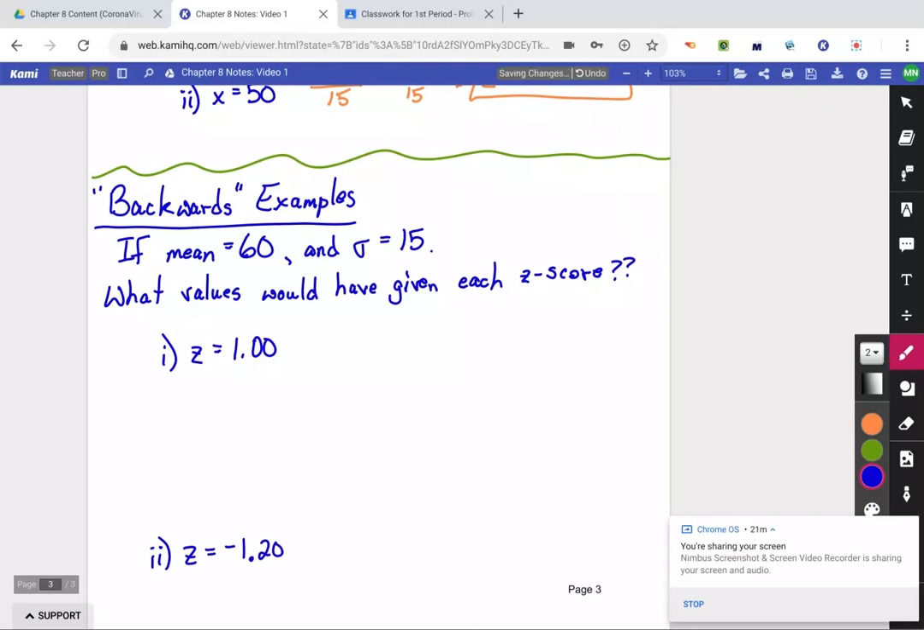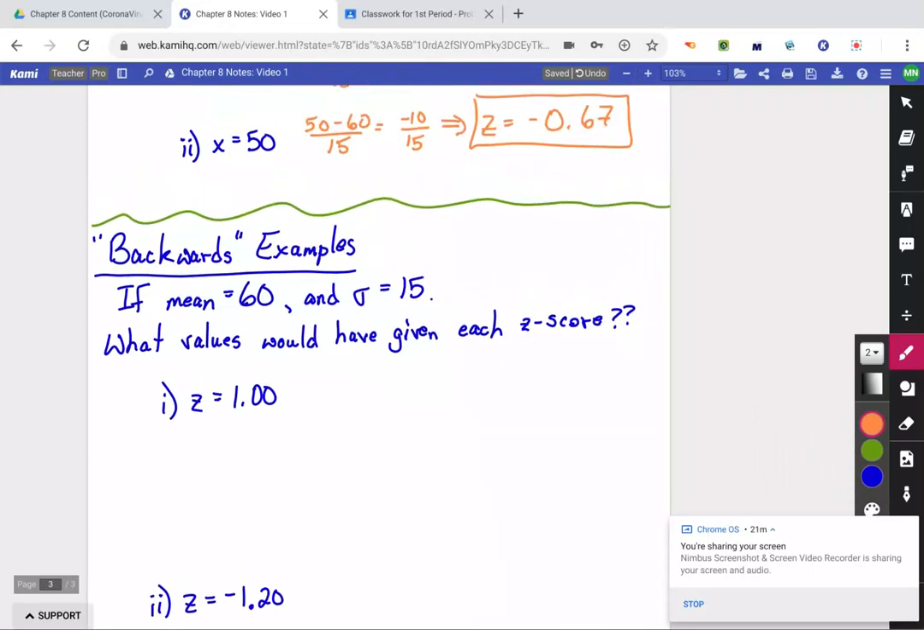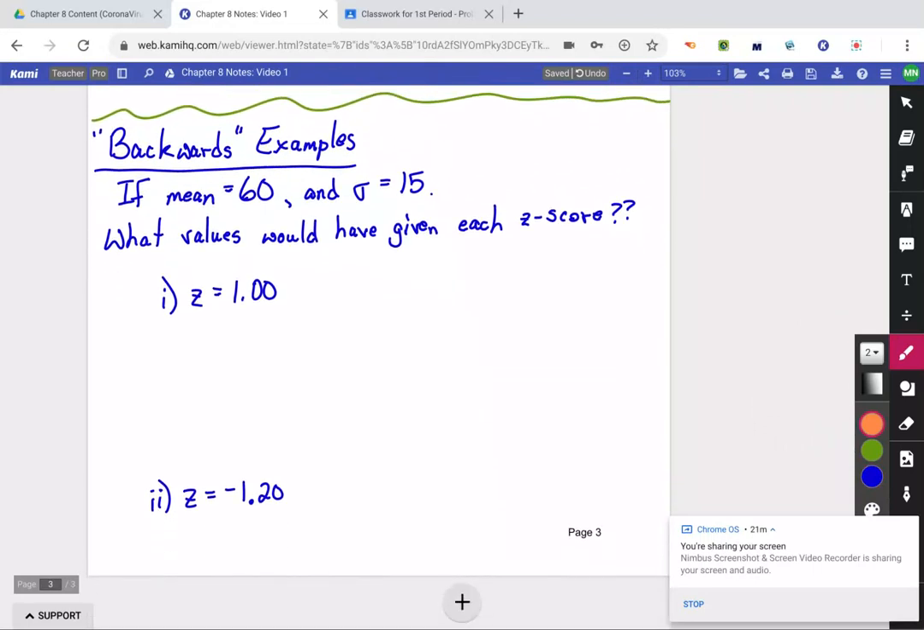And these can be solved a couple of different ways. You can either use the empirical rule and kind of like intuitively see what you should get, or you could go back to the formula. Right? Remember, the formula is z equals x minus mu over sigma.